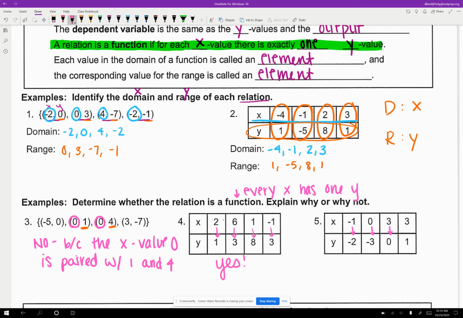And number 5, again, another table, goes straight down. And I notice I have the x value 3 listed twice. It's paired with 2 different values. So this is not a function. Again, because the x value 3 is paired with 0 and 1. So if your x value is repeated, okay, so I got 3's here or 0's here, then it's not a function.